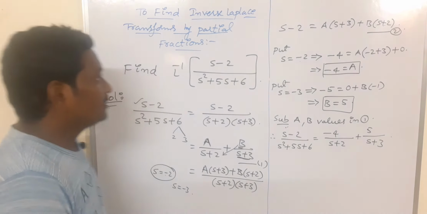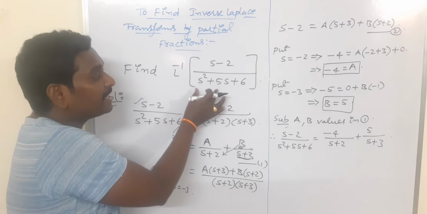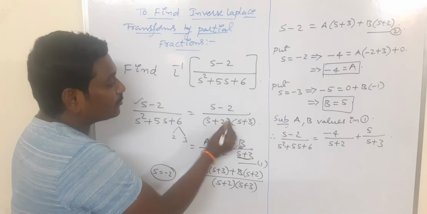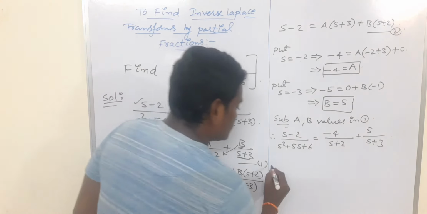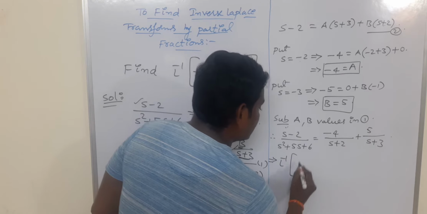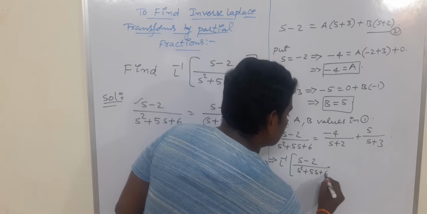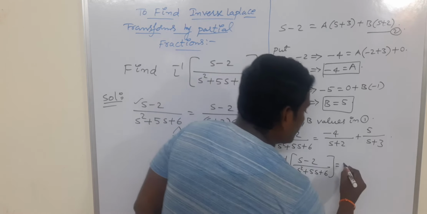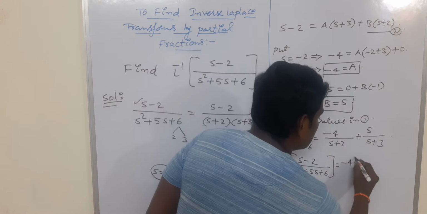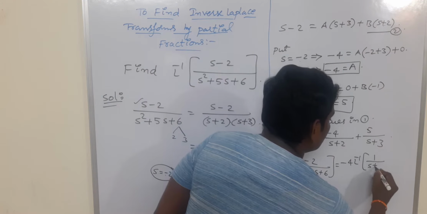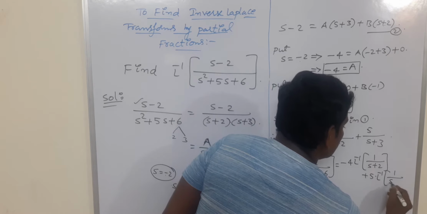Actually the linear property is not applicable to this problem, because the denominator has two different factors in the product. That's why we can't apply the linear property. So take L inverse on both sides. You will get (s minus 2) by (s square plus 5s plus 6) is equal to minus 4, the constant term, taken outside from the Laplace L inverse. So you will get L inverse of 1 by s plus 2, plus 5 into L inverse of 1 by s plus 3.